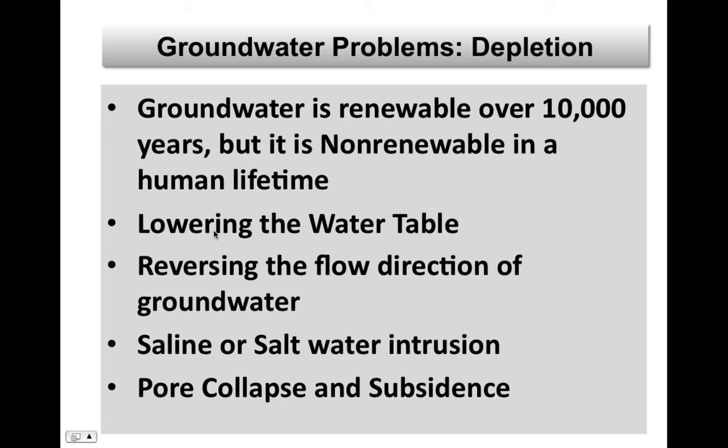Now, some of the problems that deplete the groundwater: obviously, if we have withdrawal or discharge through pumping faster than the groundwater can be recharged, then we lower that water table, which will cause ponds and rivers to dry up. We could reverse the flow direction of groundwater through excessive withdrawal, again through pumping, and also looking at that cone of depression. Coastlines where there's agriculture, too much withdrawal of fresh water will cause saltwater intrusion and contaminate the aquifer.